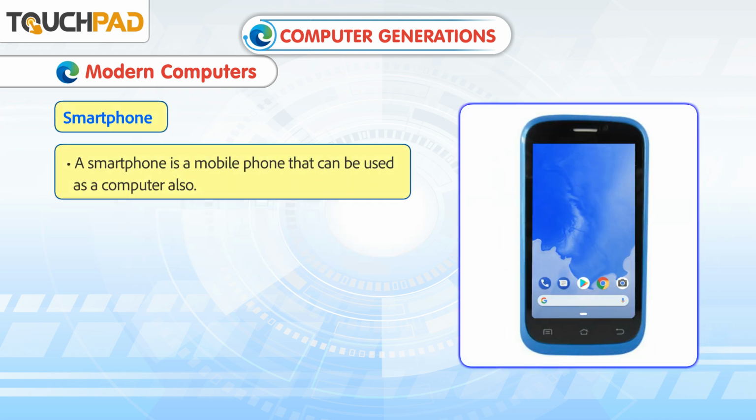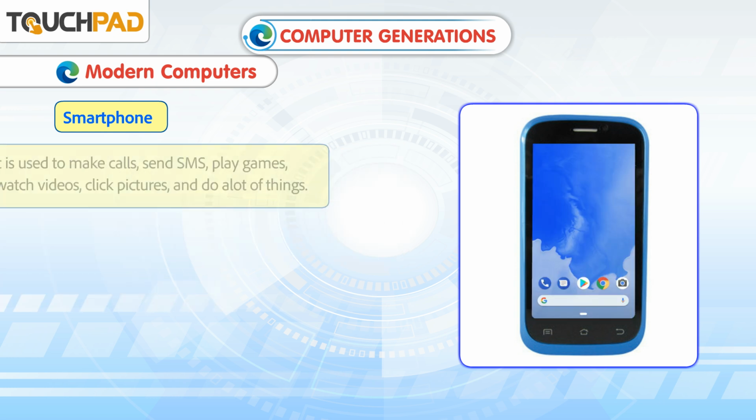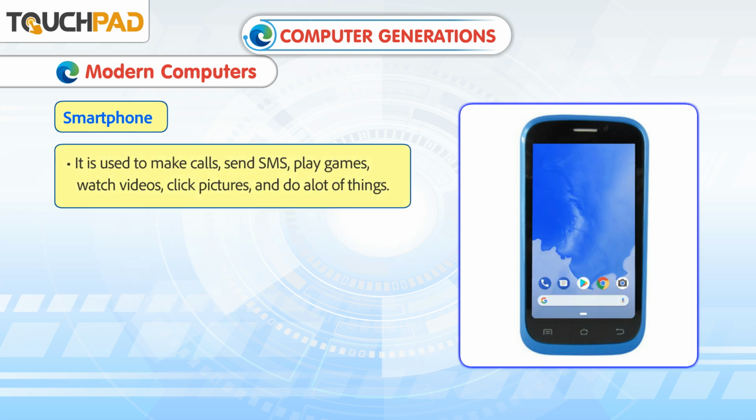Smartphone. A smartphone is a mobile phone that can be used as a computer also. It is smaller in size than a tablet and can be held in a hand. It has a touch screen. It is used to make calls, send SMS, play games, watch videos, click pictures and do a lot of things.